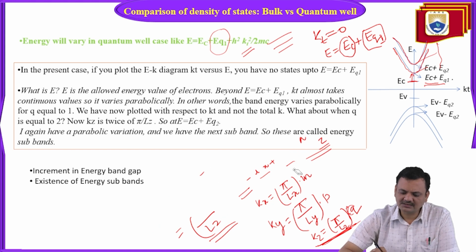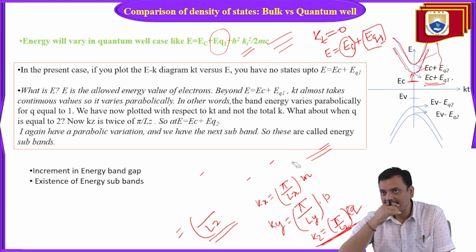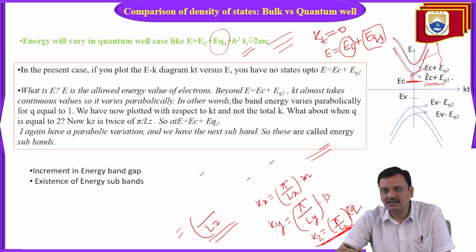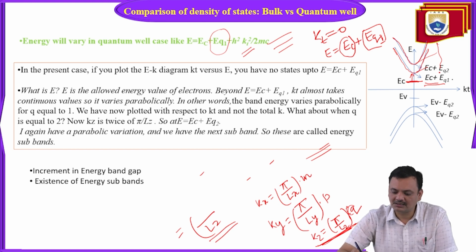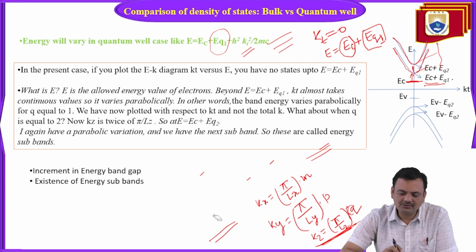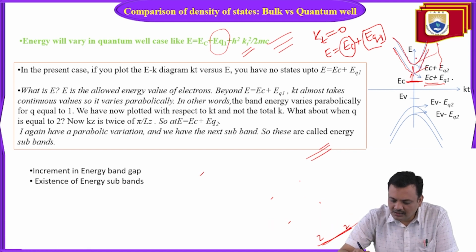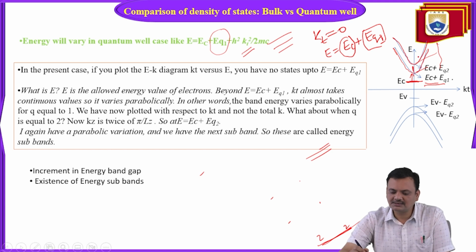means there is some increment in energy band gap. For the bulk case, your minimum energy occurs at Ec, but here there is some increment in minimum energy. And what is this increment? Ec plus Eq1. Then the next band, in between there is no band. Why? Because these energy values are discrete. These kz values are discrete. Okay. So don't think in between these two bands there are some bands. No, these bands are well separated.